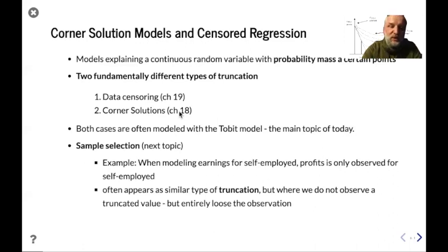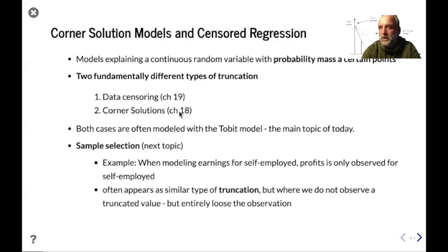The reason why these are treated together is because they're often modeled with the Tobit model, which is the main topic of today. This is related a little bit also to a topic in the chapter on sample selection, where that's called incidental truncation. One example here would be, we're interested in modeling the earnings for self-employed, where profits is only observed for the people who are self-employed.